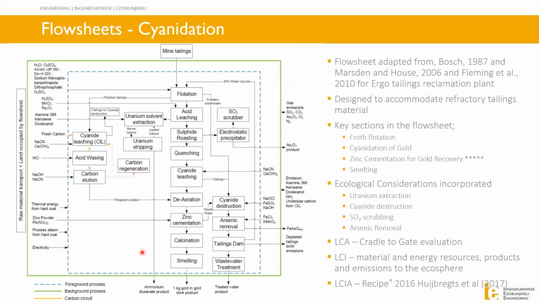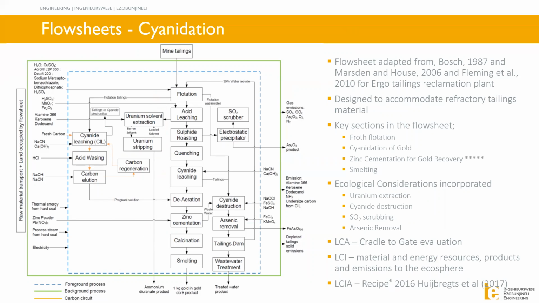Now, ecological considerations incorporated in the flow sheet include uranium extraction, and uranium has long been known to occur in significant amounts in the Witwatersrand. Cyanide destruction, SO2 scrubbing after roasting, and arsenic removal.